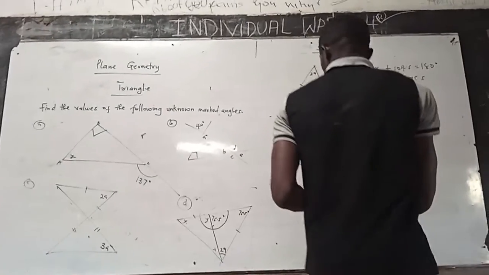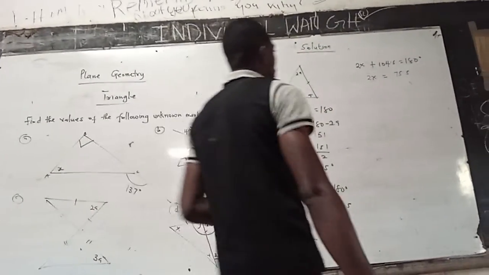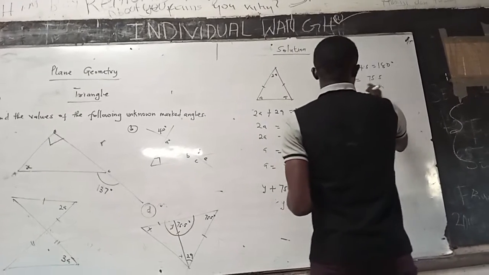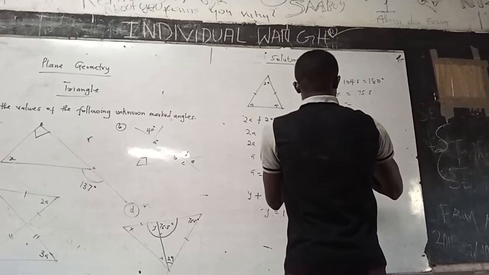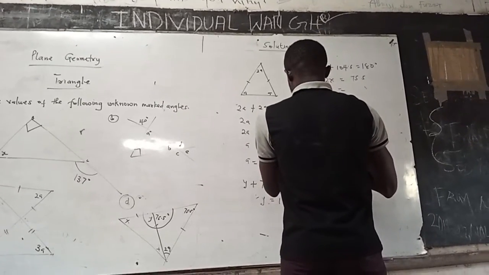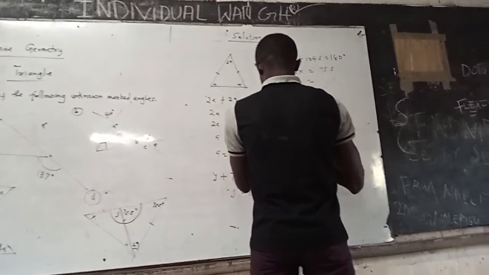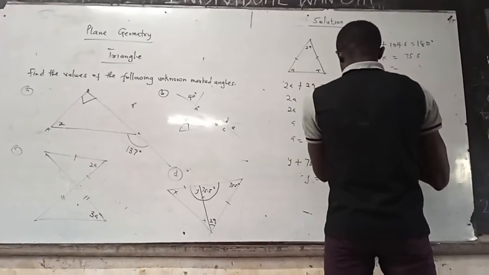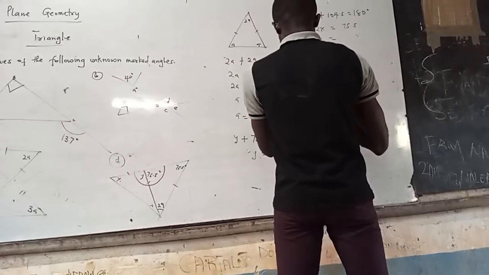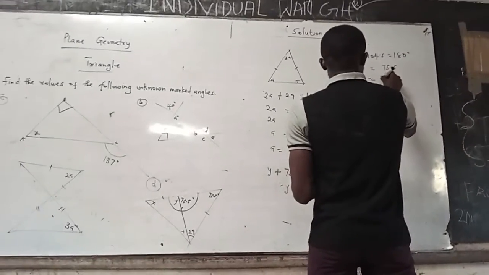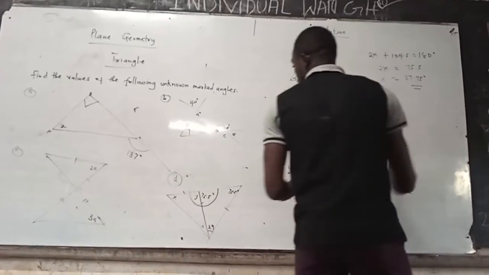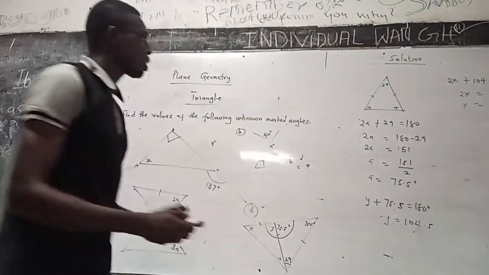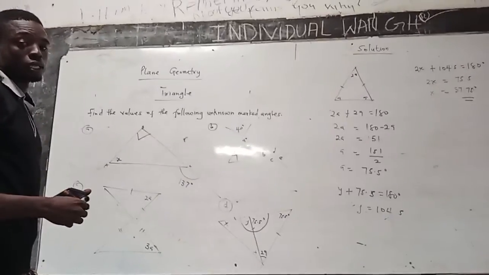this. And once we have this, now the x is going to be 75.5 divided by 2. So this one we will get 37.75 degrees. So that's the value. So now we are finished finding all the questions.